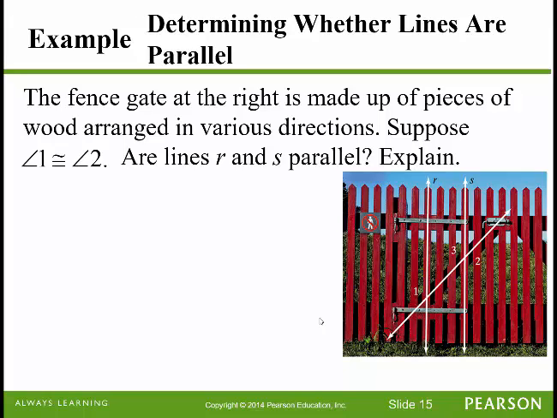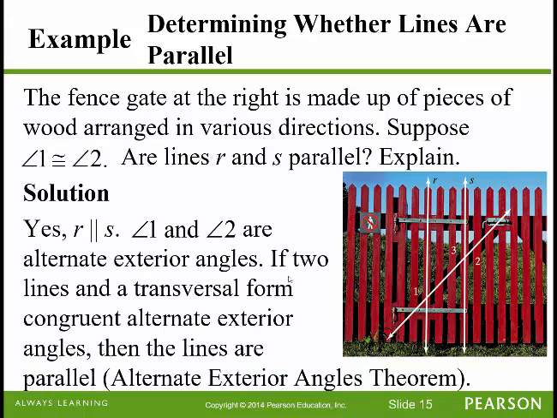Let's do another example, determining whether lines are parallel. The fence gate at the right is made up of pieces of wood arranged in various directions. Suppose that angle 1 and angle 2 here look like alternating exterior angles for lines S and R. Are lines S and R parallel? Explain. Well, yes, they must be. Angle 1 and angle 2 are alternating exterior angles. If two lines and a transversal form congruent alternating exterior angles, then the lines are parallel. That's literally what the alternating exterior angles theorem said.